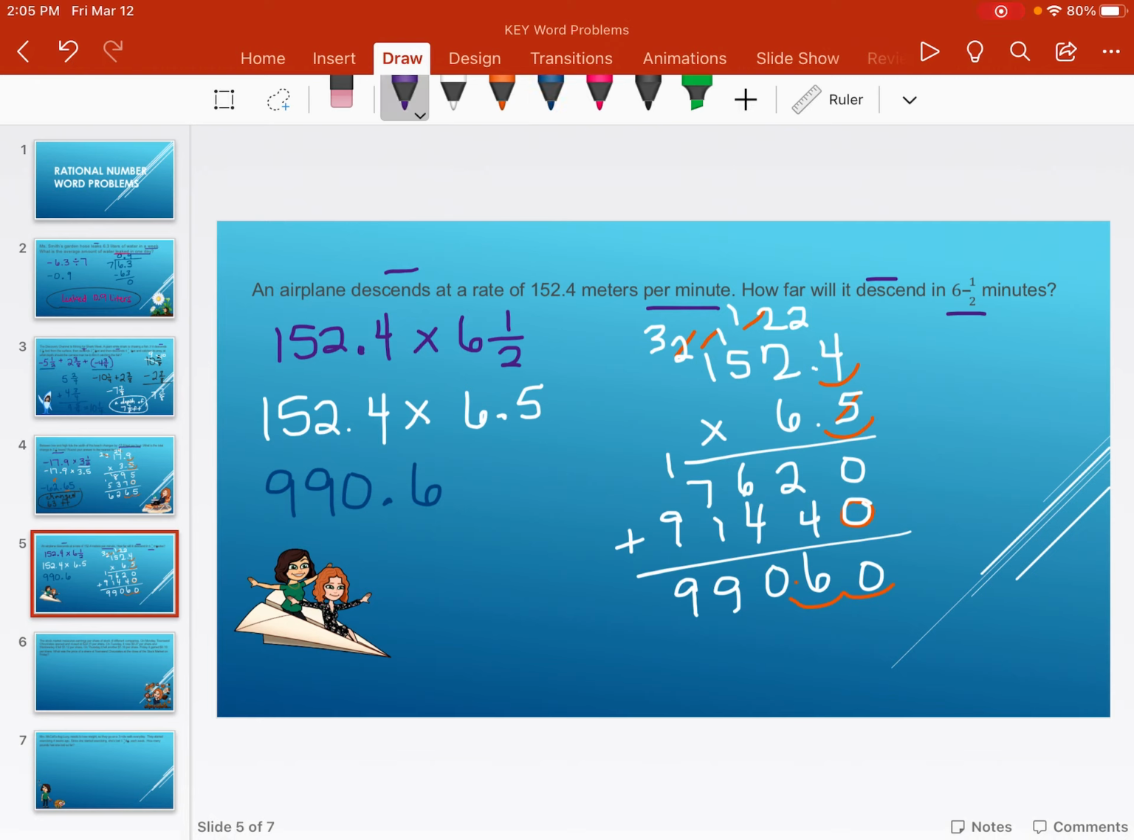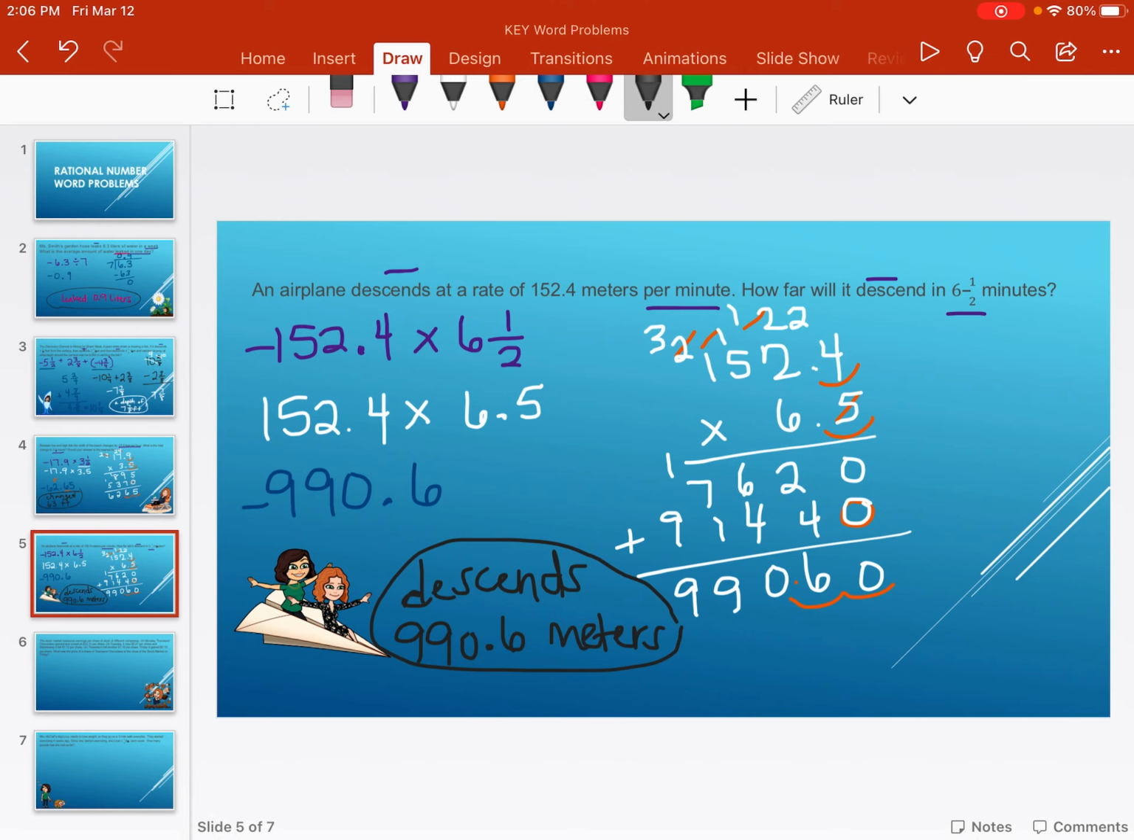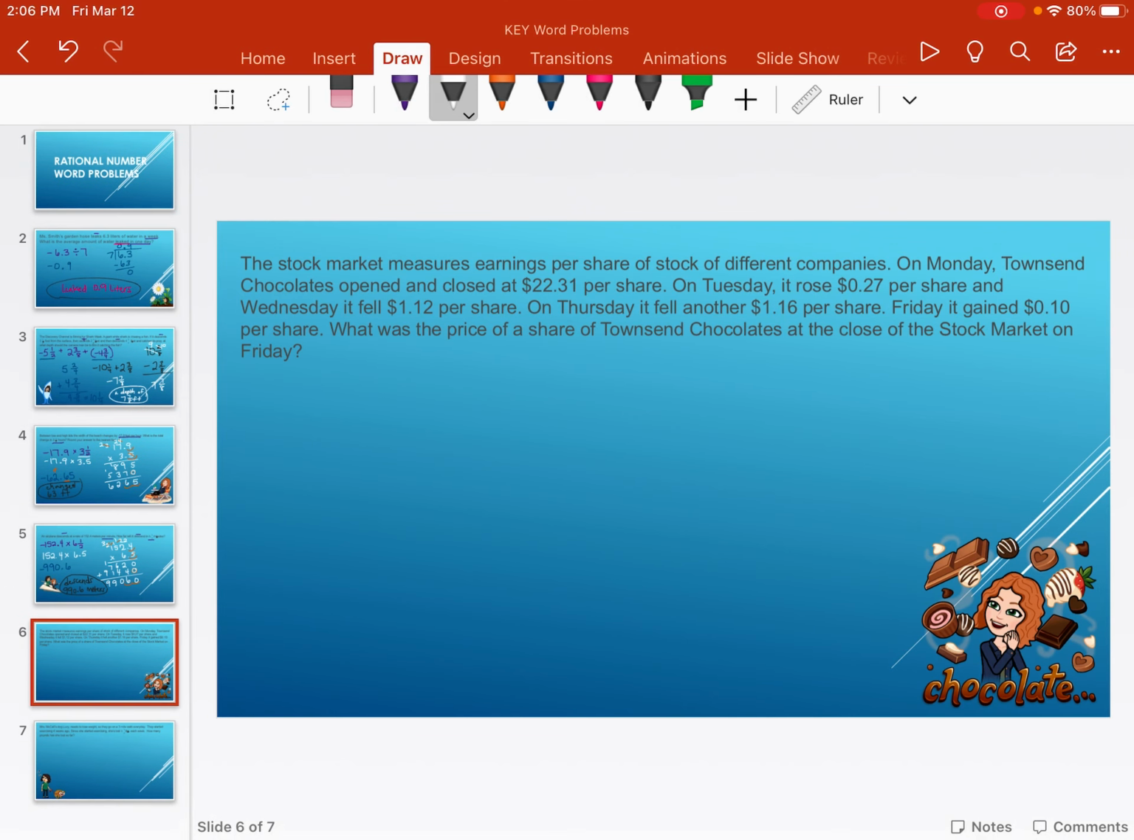So it looks like I am getting 990.6. This original problem was a negative 152.4 because it was descending. So this should be a negative 990.6. But look at the question, how far will it descend? So if I say it descends positive 990.6 meters. Always think about how you're wording the question. Is there a word that tells me it's negative? Here, the word descend is taking care of that negative sign. All right, just two more.